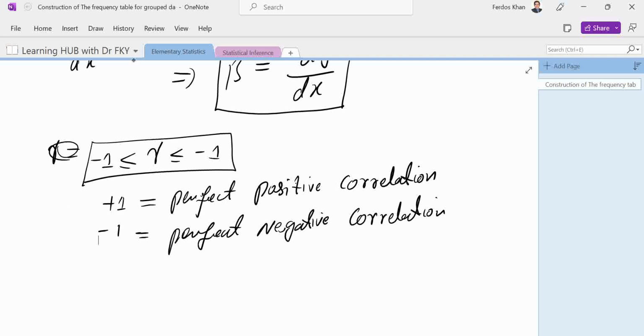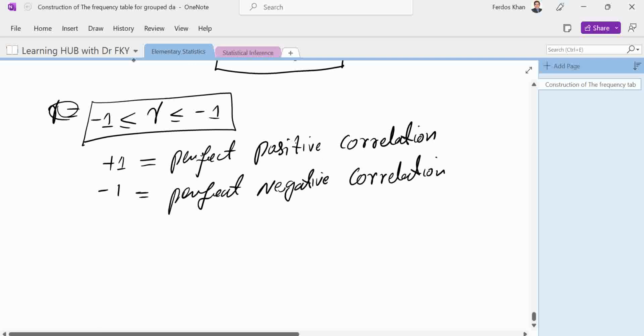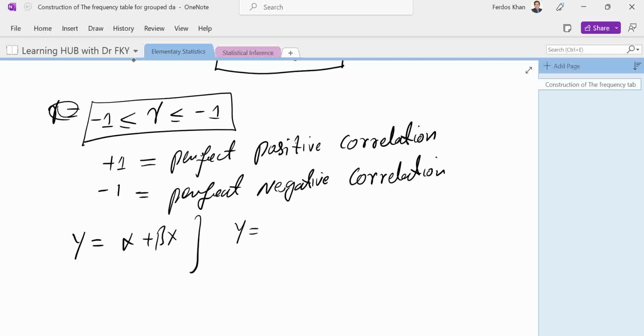Let's suppose, I would like to explain this. Suppose y is equal to alpha plus beta x. Suppose this is the estimated equation. There are two scenarios. Y is equal to, suppose, 50 plus 0.5 x, sorry, not beta, this should be x. And the other equation is, suppose, 50 minus 0.5 x. So this means the value of beta is 0.5 with a positive sign, and in the other the value of beta is 0.5 with a negative sign. These two have different interpretations.